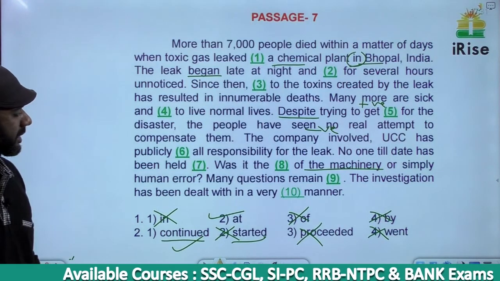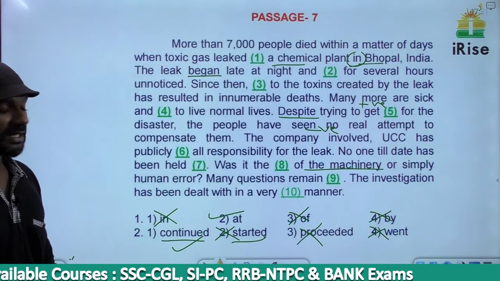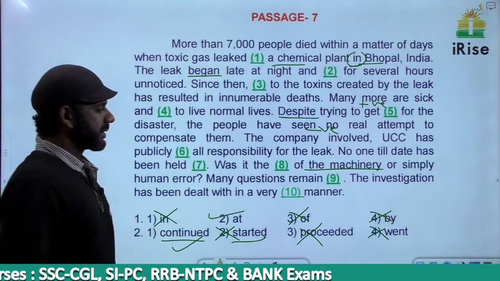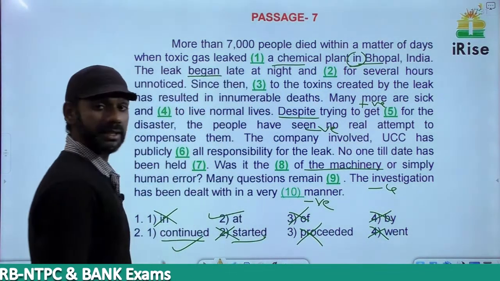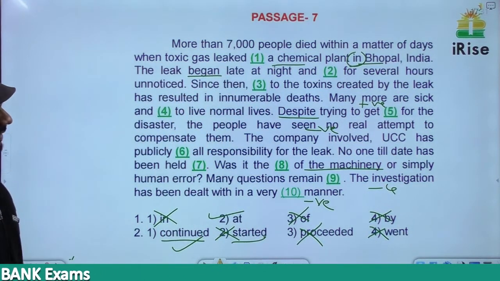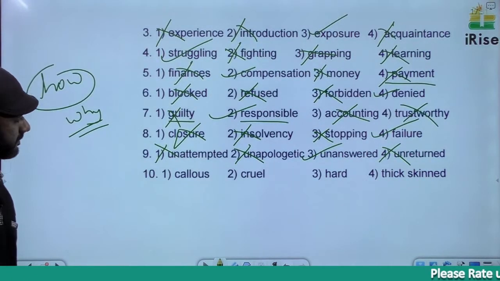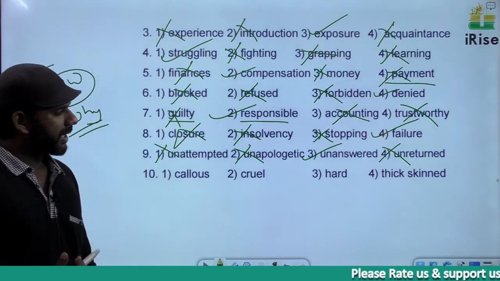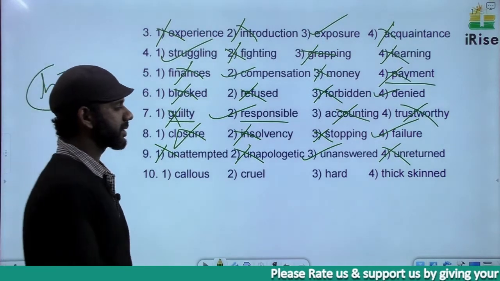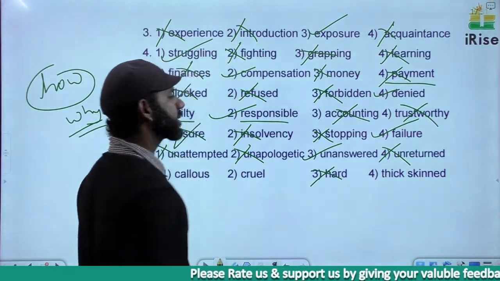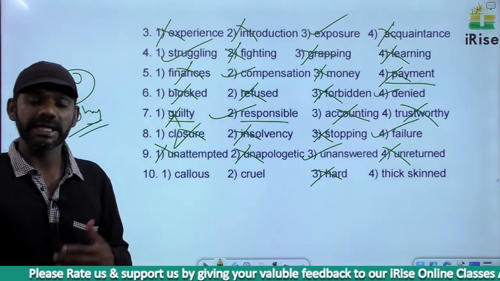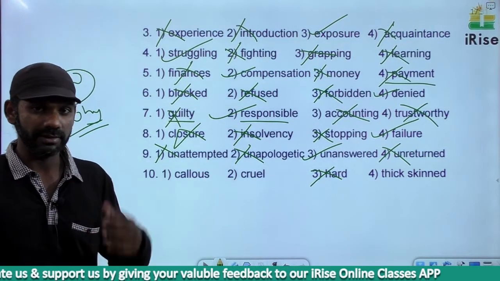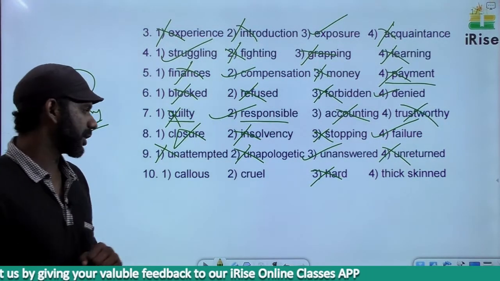The investigation has been dealt with in a very dash manner. This sentence is negatively charged, so blank 10 must be filled with a negative word. The investigation has been dealt with in a very dash manner: careless manner, cruel manner, hard manner is gone. Thick-skinned manner. Thick-skinned means without any shame. If a person is thick-skinned, that means he is ready to do anything and everything in front of anyone or everyone. Does not fit here, gone.